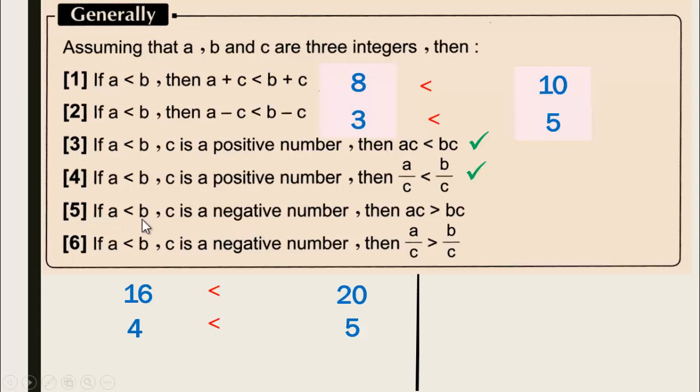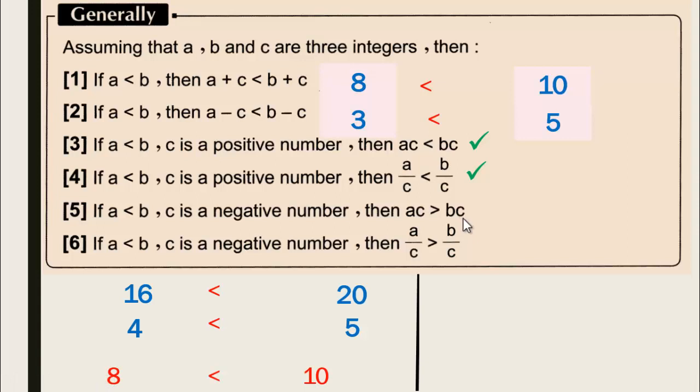If a is less than b, c is a negative number, then ac is greater than bc. Can you see the flip in the inequality sign? Here it was a less than b, and when I multiplied it by a negative number, I got here ac is greater than bc. Let's have a look for an example.